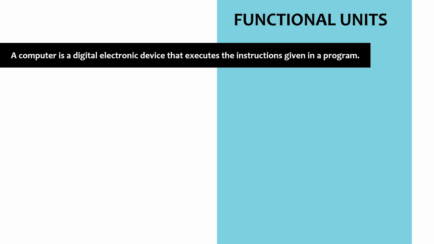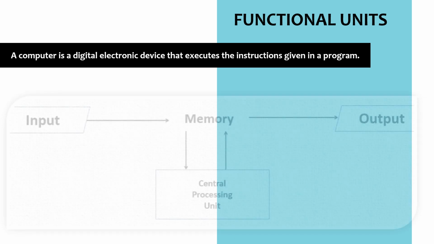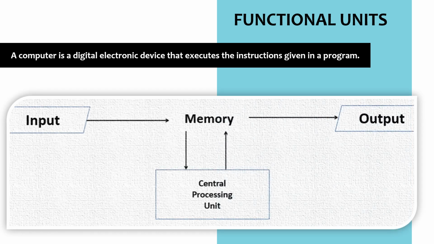So that's why this is the definition of a computer, that a computer is a digital electronic device that executes the instructions given in a program. And that program can be anything, that instruction can be anything. Right? So now let's see this diagram.